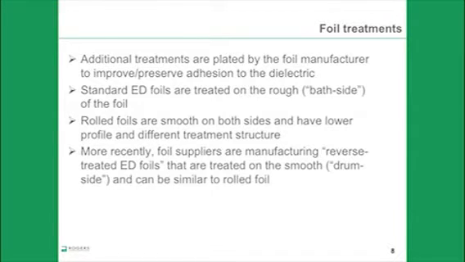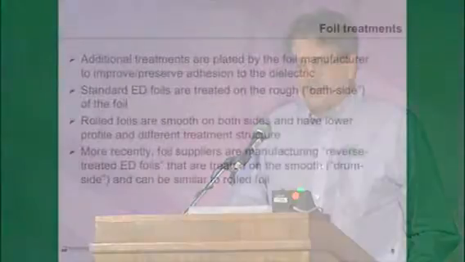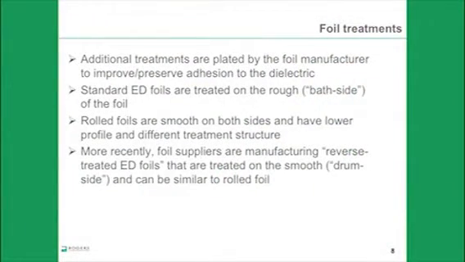The standard ED foils are treated on the rough or bath side of the foil. The rolled foils are originally smooth on both sides, and one side is generally plated with the treatment, and that has a lower surface profile and a different treatment structure than standard ED foils. And more recently, foil suppliers are manufacturing reverse-treated ED foils that are treated on the smooth or the drum side and can be very similar in electrical properties to rolled foil.